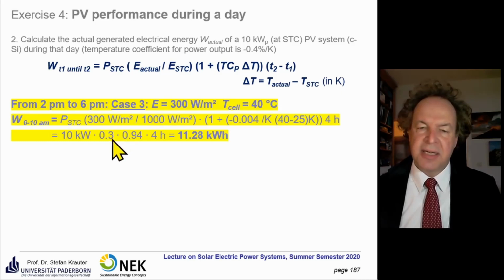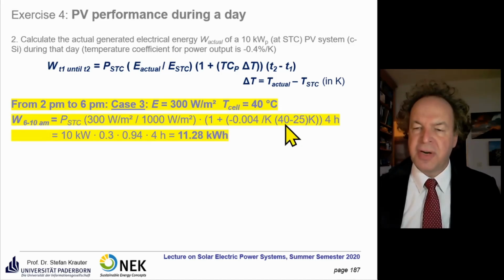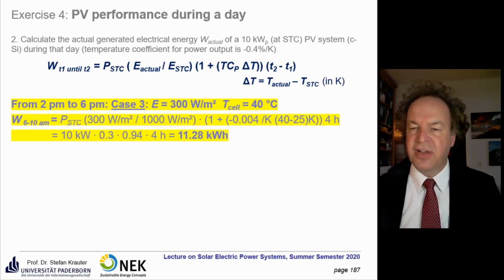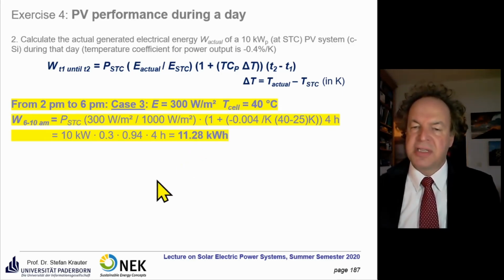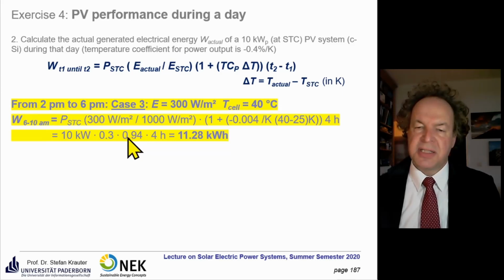So adjusted irradiance 0.3. Then the effect of the temperature. Here we have the temperature difference of 40 minus 25 Kelvin. That's 15 Kelvin times minus 0.004, and that is 0.06. So this is 1 minus 0.06, that's 0.94 times 4 hours, still the same. So the energy being generated during that period is 11.28 kilowatt hours. As you see, it's a bit less than in the morning because we have higher operation temperature in the afternoon.